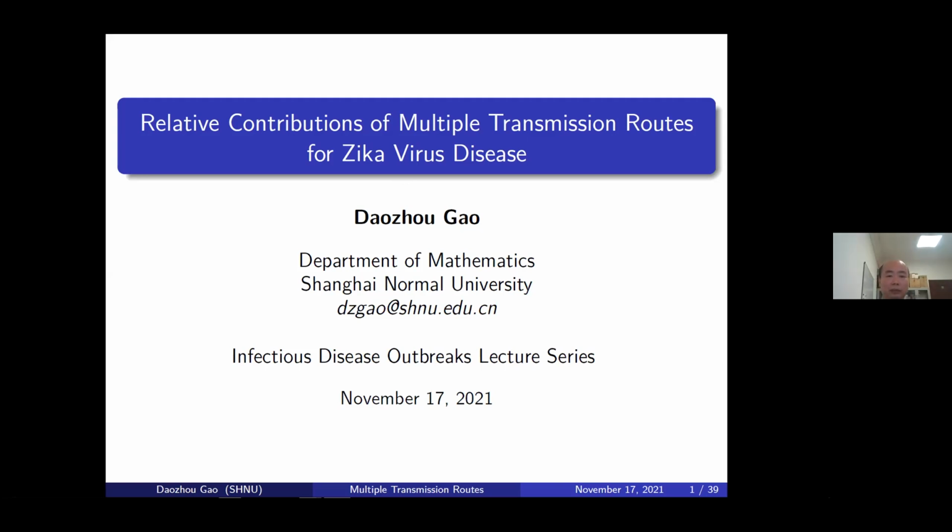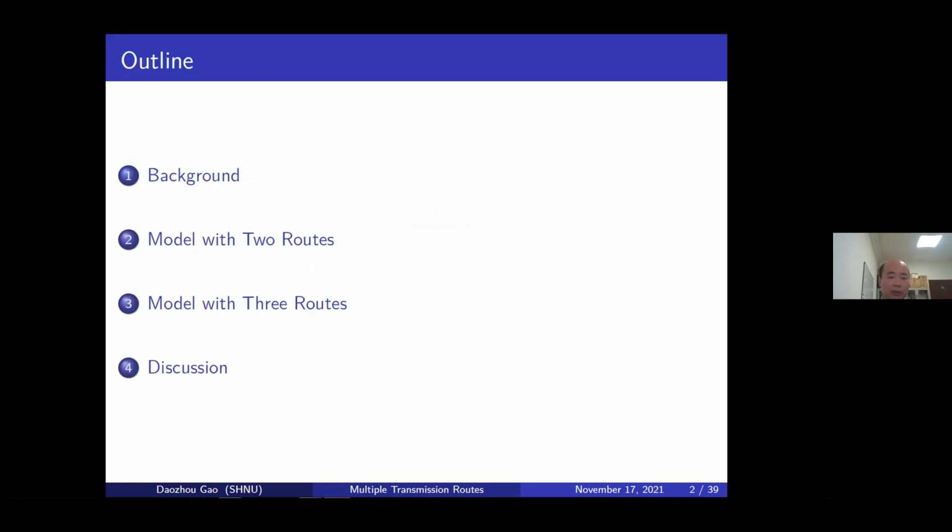As you can see, my talk is divided into 4 parts. In the first part, I will give a brief introduction to Zika virus disease. Then in parts 2 and 3, I will present a Zika epidemic model and a Zika endemic model, respectively. And I will give a short discussion at the end.